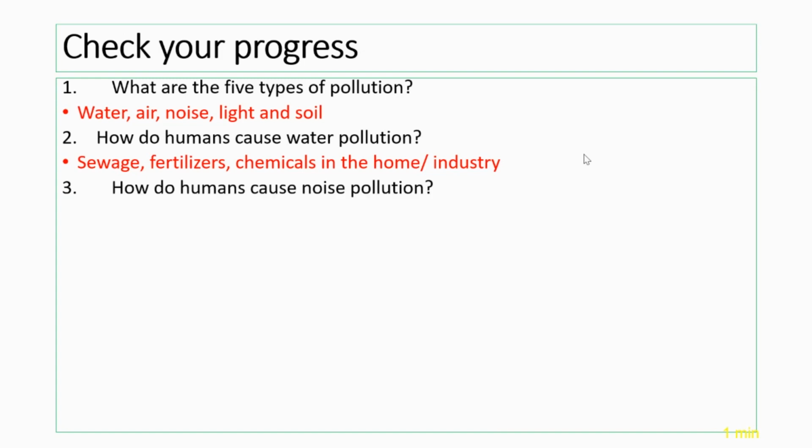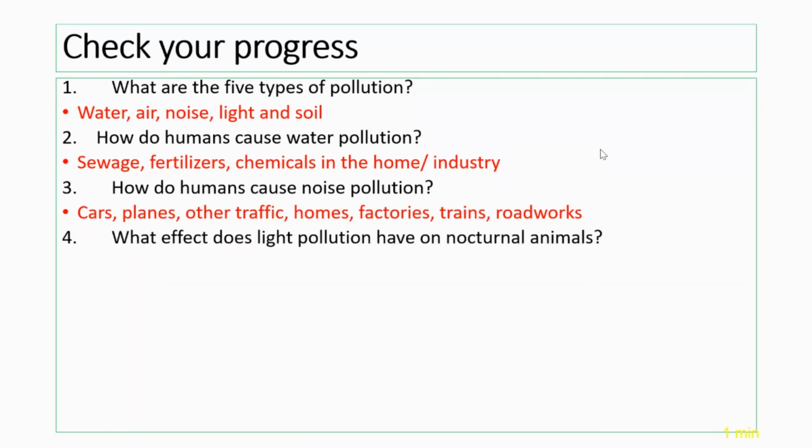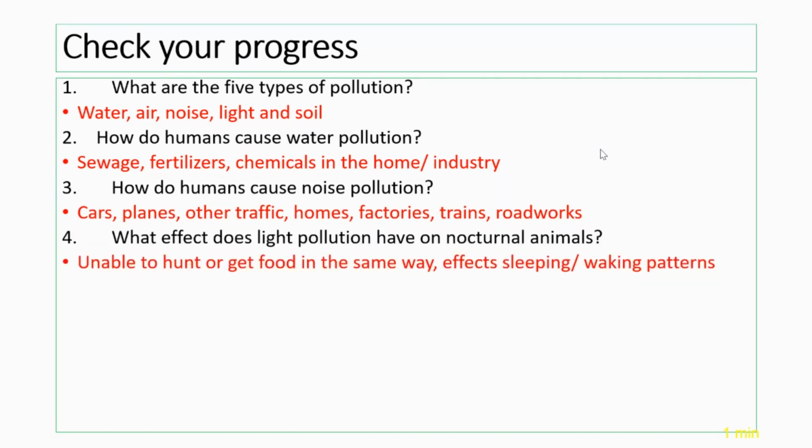How do humans cause noise pollution? Cars, planes, other traffic, homes, factories, trains, roadworks, anything else you can think of that makes noise where it shouldn't be. What effect does light pollution have on nocturnal animals? They're unable to hunt or get food in the same way, and it affects their sleeping/waking patterns.